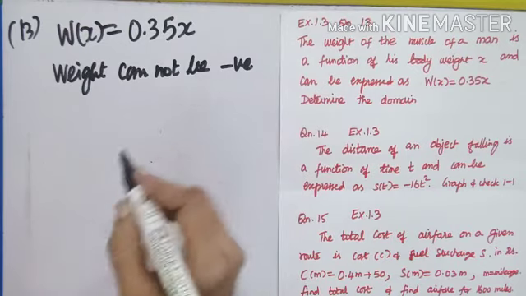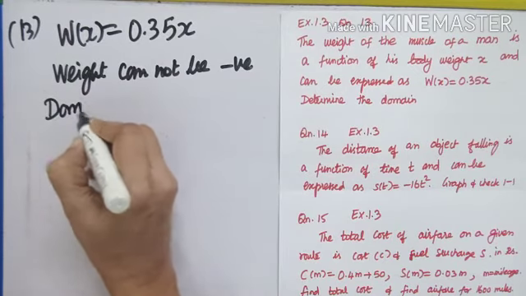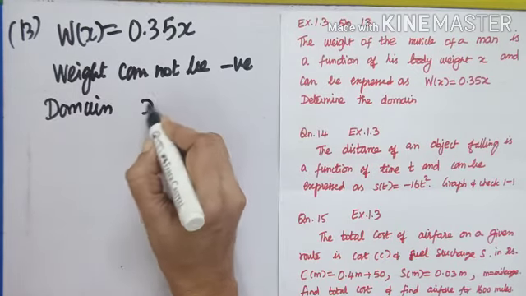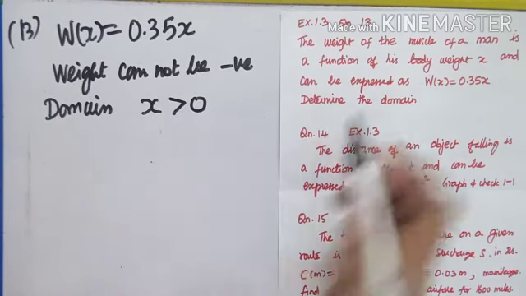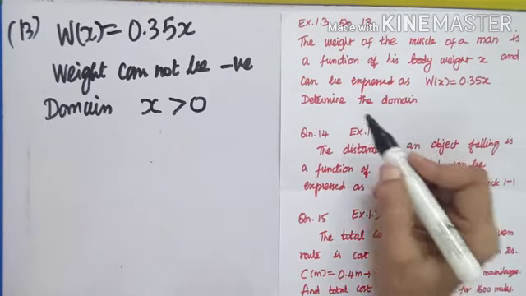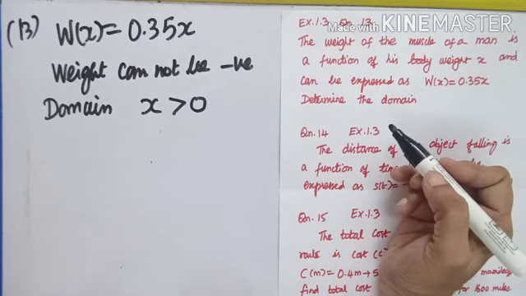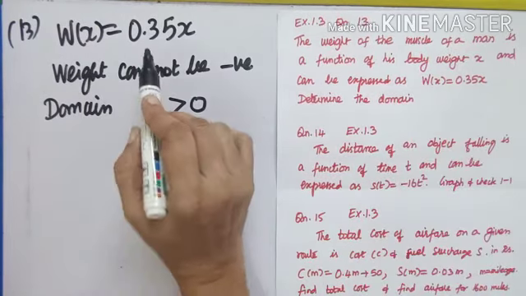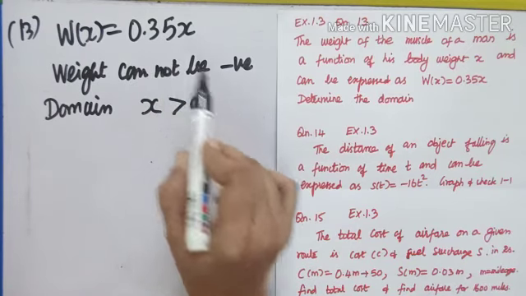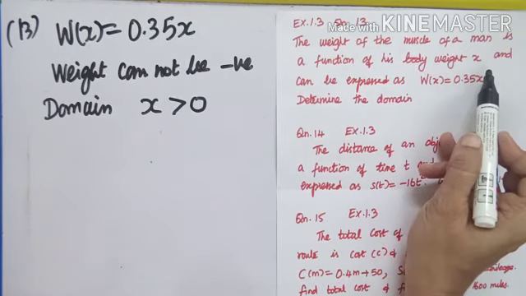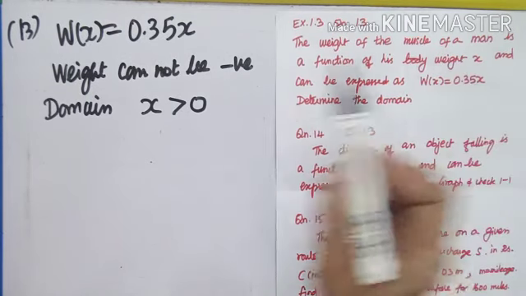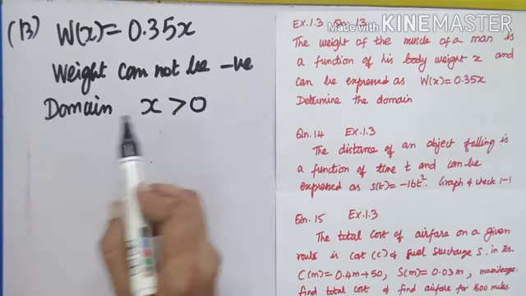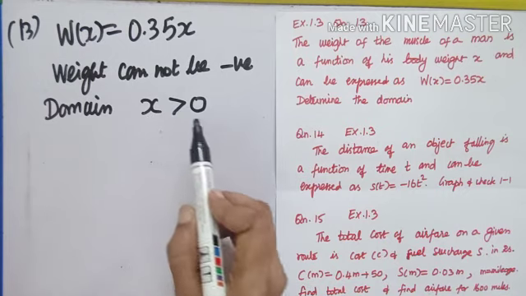So when weight cannot be negative, domain will definitely be x greater than 0, and that is enough. So it's a big problem, but the question is very simple. Find only the domain. Given W of x is 0.35x, where x represents the body weight, we need to find the domain. Weight cannot be negative, so domain should be x greater than 0.